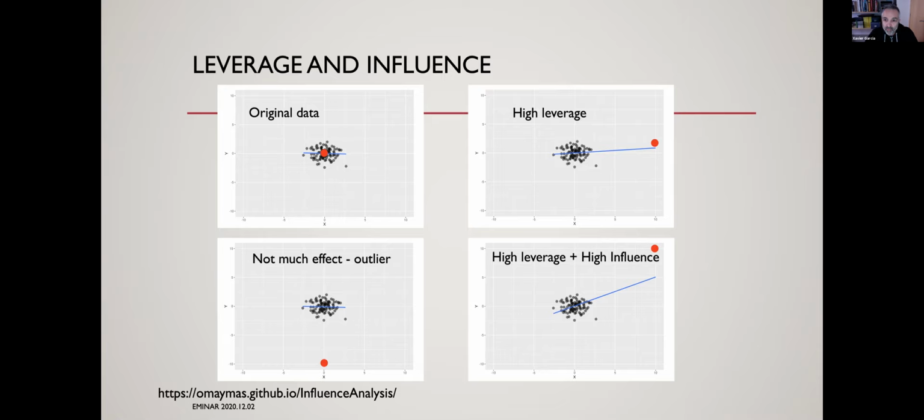On the top right, we have the same point. Now we move it along the abscissa to the right and slightly along the ordinate to the top, and we can see that this point is starting to move the curve upward, and this will be a point of high leverage. If we move this point farther up, then what we obtain is a high leverage, high influence point.